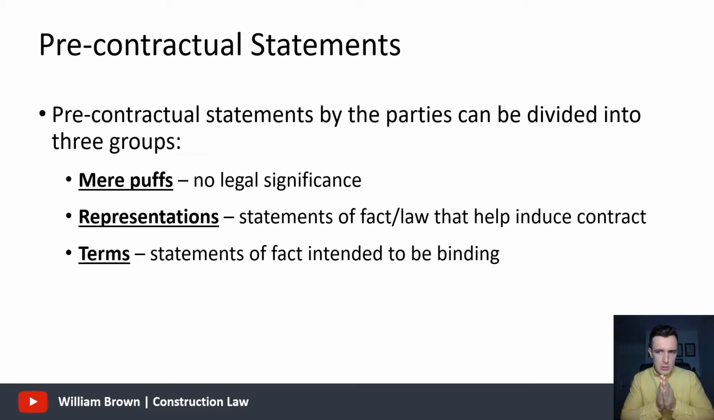The other two categories are much closer together and it can be much more difficult to draw the distinction between them. And that is representations and terms of the contract. So a representation is a statement of fact or law which is used to help induce the contract, but it is not actually held to be a term of the contract itself. And that could be for a variety of reasons, which we will look at shortly. And then the final category is a term of the contract itself, or an express term. And that is a statement of fact by one or both of the parties that they intend to be binding. And it's all about that intention for it to be binding. In terms of why it is important to categorise a pre-contractual statement in this way, we will look at in the next slide, but it's all about the repercussions and the remedy available to the innocent party for that statement turning out to be incorrect.